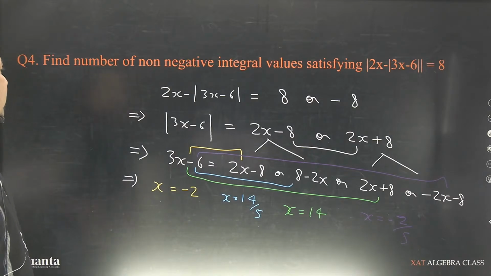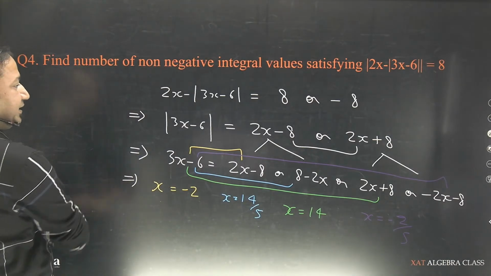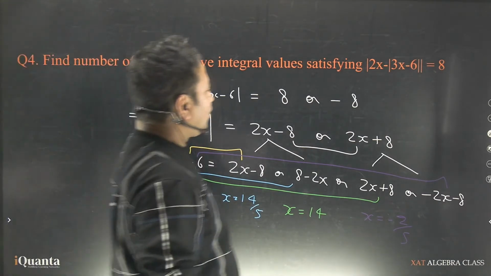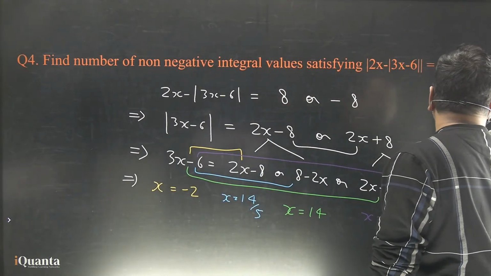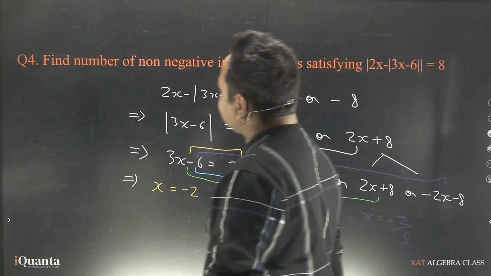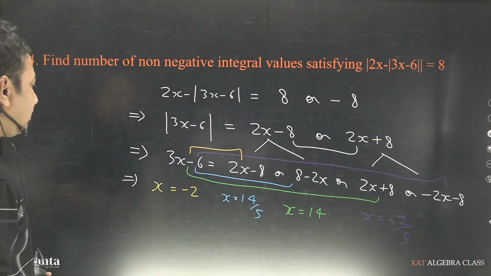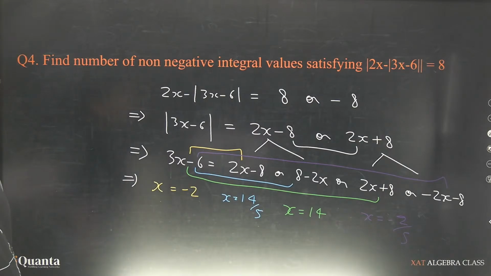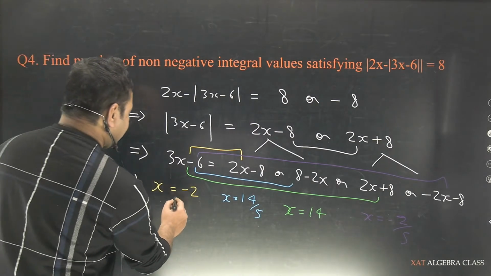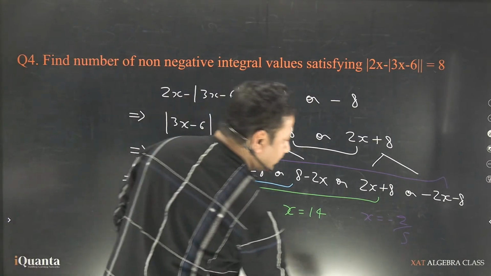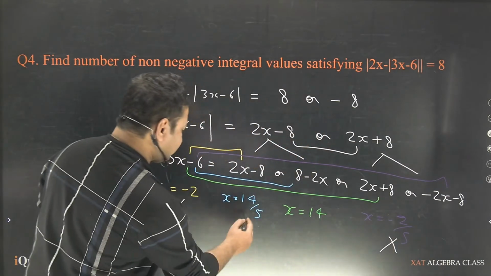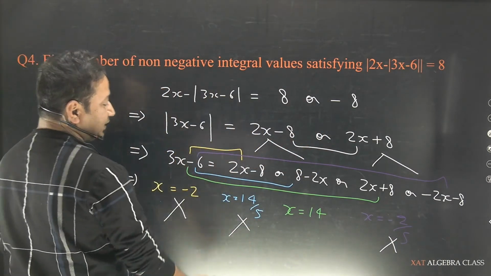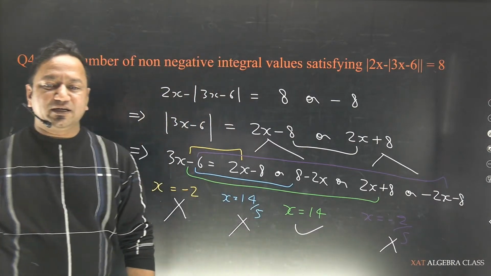Isn't it? So if you look at the question again, the question says number of non-negative integral values. What is non-negative integral values? The values which are either 0 or positive. So out of all of them, and moreover it should be integral. This is not possible because this is a negative number. Minus 2 by 5 is also a negative fraction. This one is a fraction, so not, we need integral values. Only this is the possibility, so we get 1 as the answer.